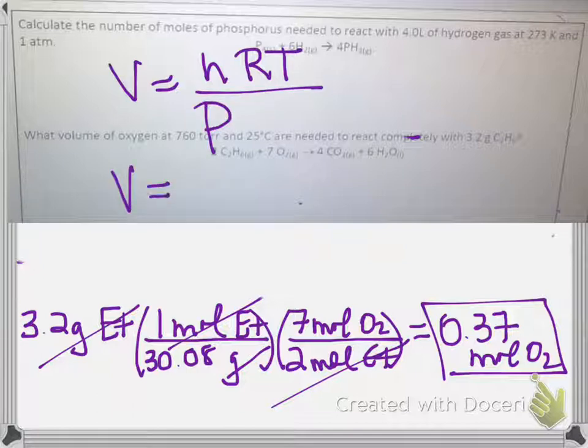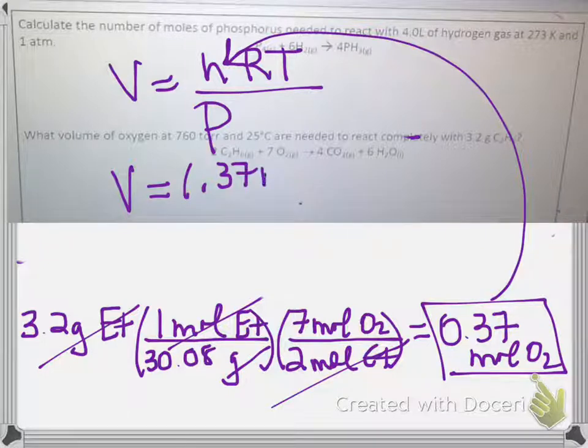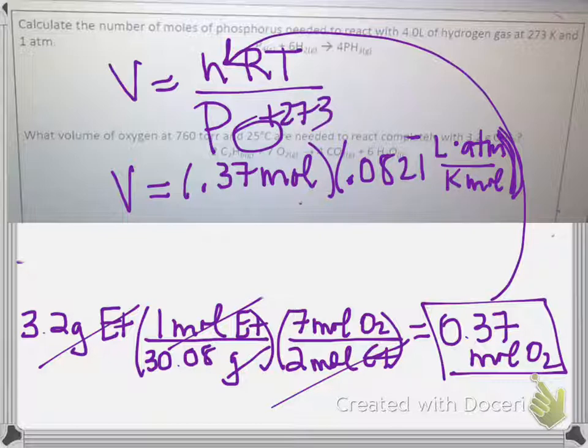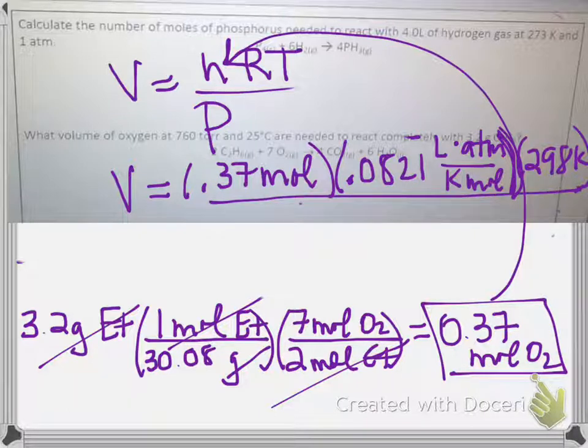Our moles, we're just going to substitute in, because that's what we solved for oxygen. We've got 0.37 moles of oxygen needed. R is our gas constant, always the same, 0.0821 liter atmospheres per Kelvin mole. And our temperature is going to be in what? It's always going to be in Kelvin. So the temperature in the problem is 25 degrees Celsius. So we're going to add 273 to that. When we add 273 to 25, we get 298. So I get 298 Kelvin. And then I'm going to divide by the pressure. The pressure in the problem is 760 torr. 760 torr is 1.00 atm, atmospheres.